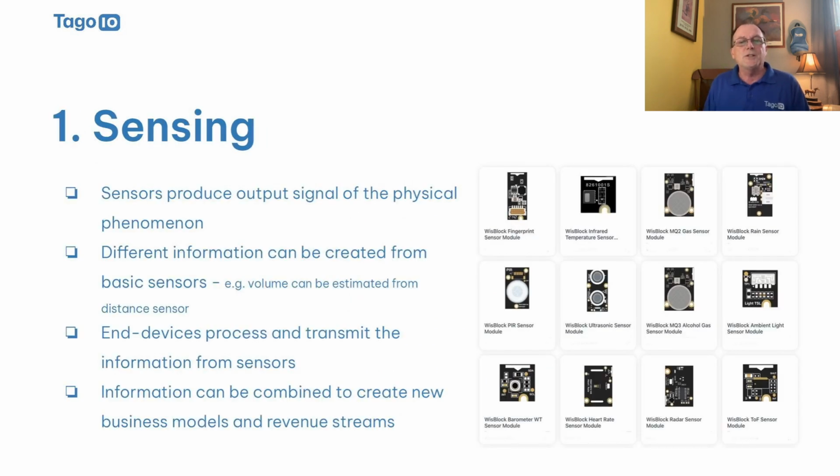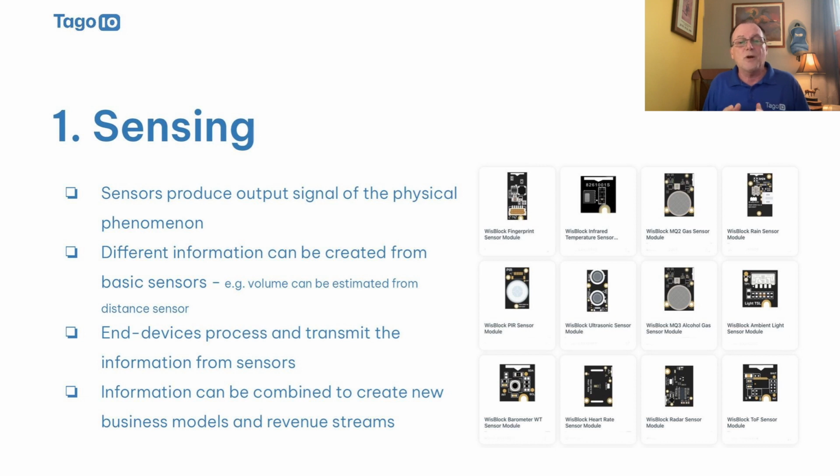So when we talk about sensing in general, you'll notice on the right side, we have some images there from the WisBlock series from RAKWireless. They have hundreds of sensors. They have gateways and all sorts of things for your IoT needs. And we're talking about sensing. Really, sensors produce output signal of the physical phenomenon, if you will. Different information can be created from basic sensors. Volume can be estimated from distance, temperature, humidity, CO2. It goes on and on. And RAKWireless covers all these areas.